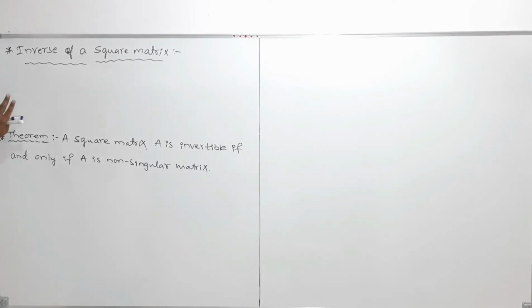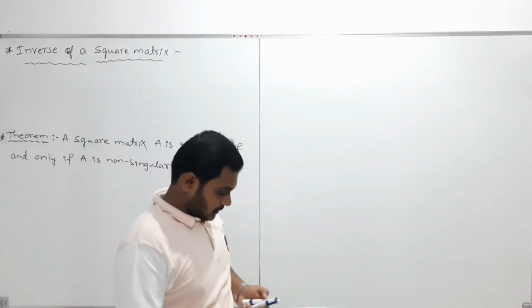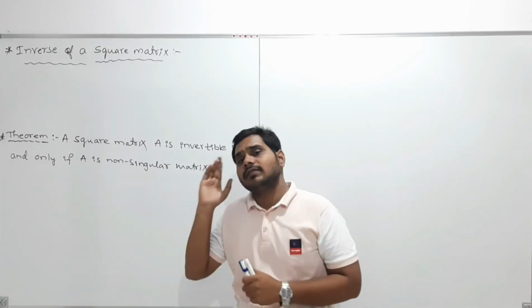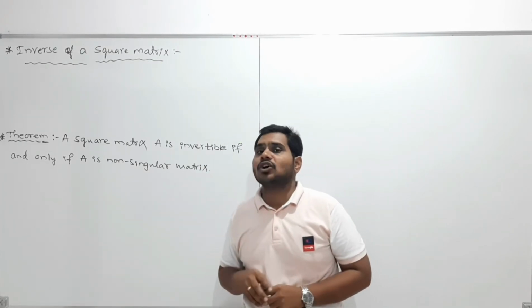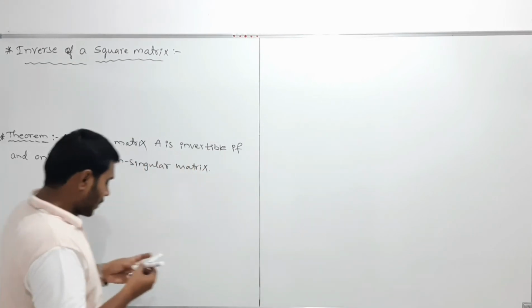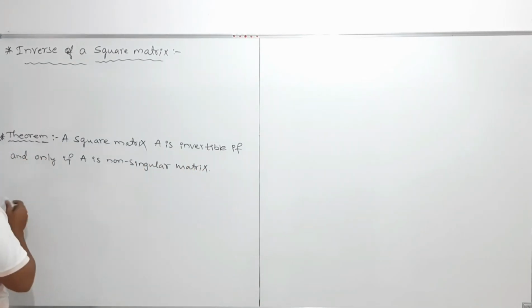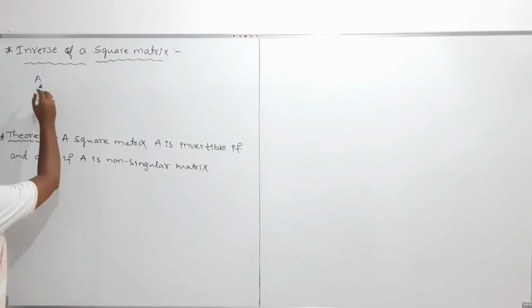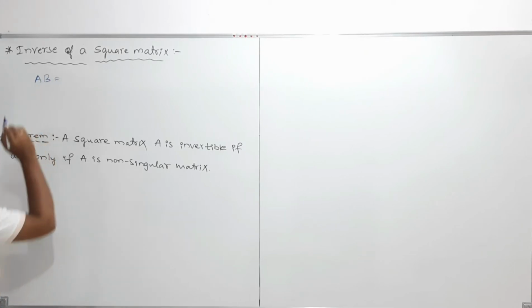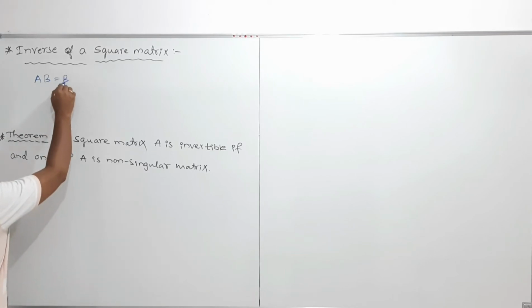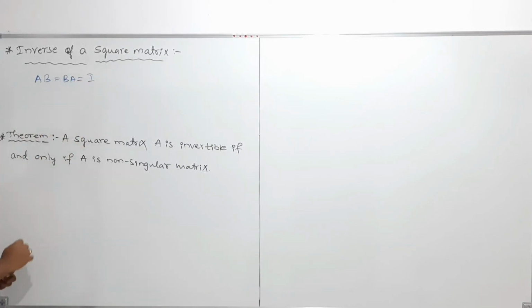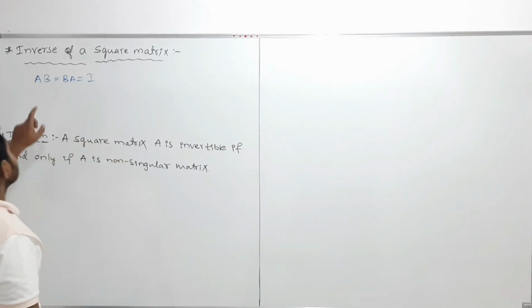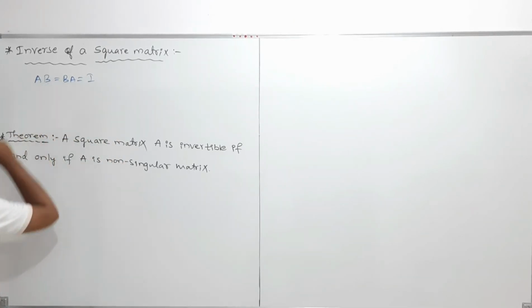So the next concept we are going to discuss is the inverse of a square matrix. So what is the inverse of a square matrix? That we discussed in the previous videos, so let me just recall. My dear students, let us consider a matrix A. If there exists another matrix B such that AB equals BA equals the identity matrix, then in this case we call B the inverse of A and A the inverse of B.